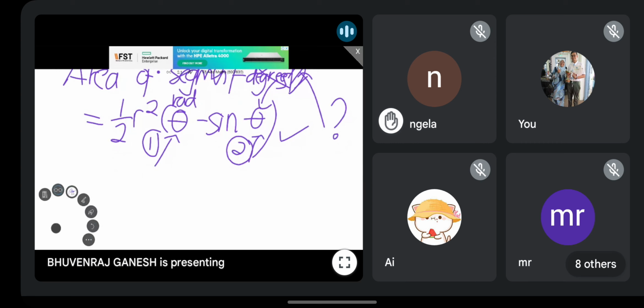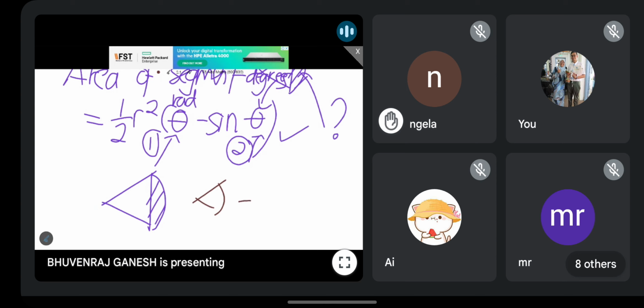Macam mana dia datang? Sangat mudah. Okay, you got a sector like this. Saya nak tahu luas ni kan? So how? Concept, you can use luas sector tolak dengan luas segitiga. Okay, what is the area of sector? Formula is this one. Ini adalah rumus untuk luas sector.